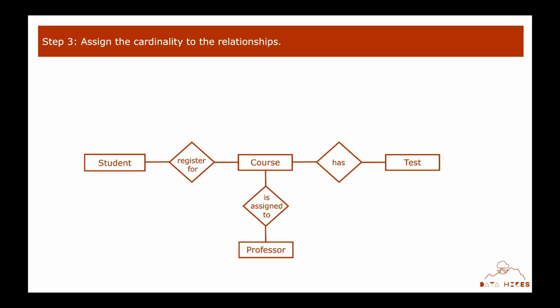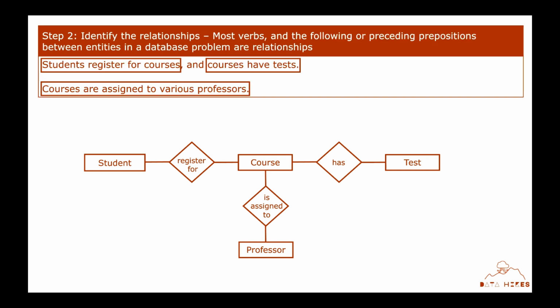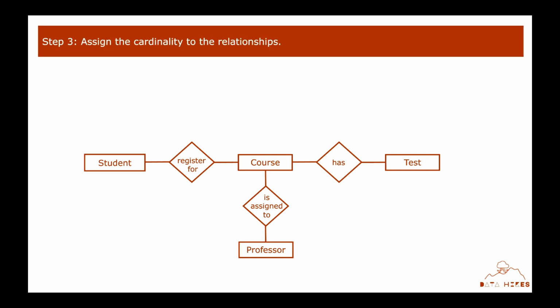Next, we will assign cardinalities to the relationships. If you remember, what cardinality means is how many entities of each entity set participate in the relationship. There are one to many, one to one, and many to many cardinalities. Let's look at this relationship first. Let's do it part by part.